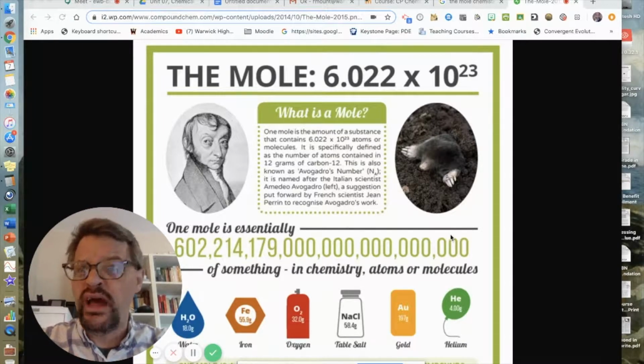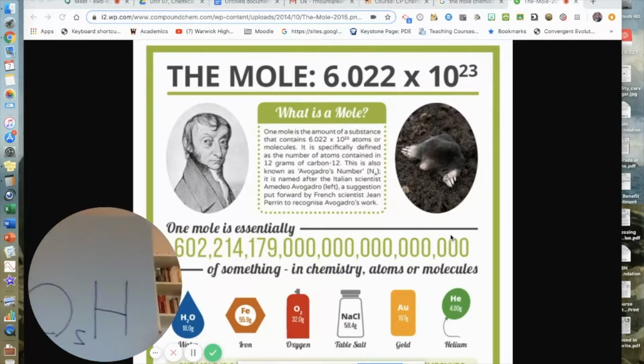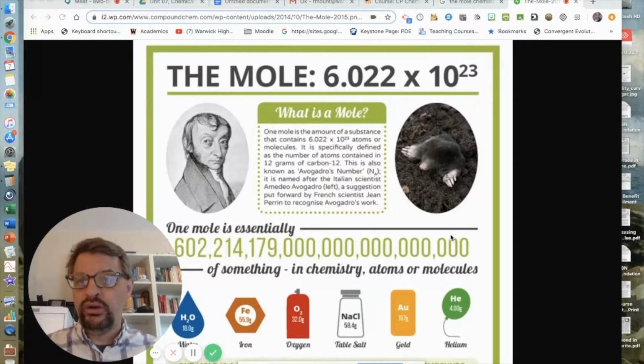What we're going to look at over the next week or so are things that formulas tell you about a compound. For instance, the formula for water is H2O. Okay, so what does that formula tell you about water as a substance? The first item we're going to look at today and next week is what's known as formula mass.